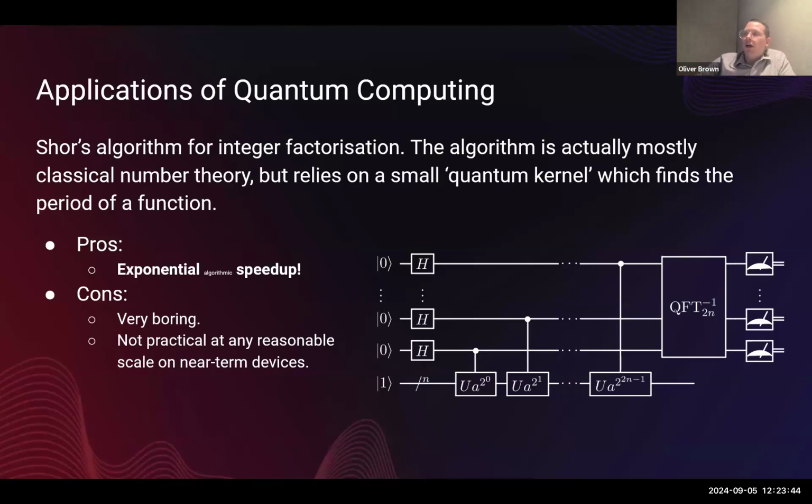So interestingly, Shor's algorithm is mostly classical number theory. It has a very small quantum kernel, which finds the period of a function, which is represented by this circuit on the slide here. But it is only a small part of it. So one key thing to remember is that quantum computing is not some replacement for all of the computing that we know already, but hopefully should fit in with it, integrate and help us accelerate things we're already doing. Now, the advantage of Shor's algorithm is it has an exponential speed up, although if you have good eyesight, you may spot the word algorithmic in there.